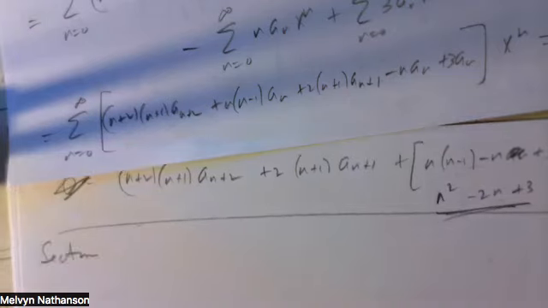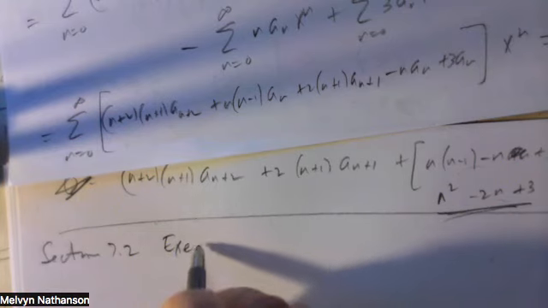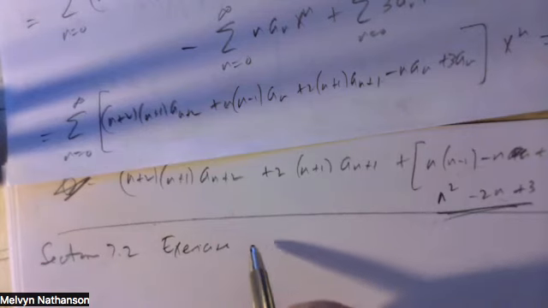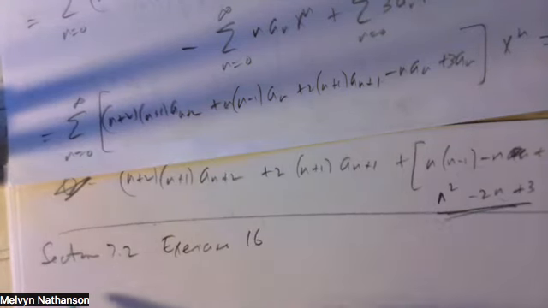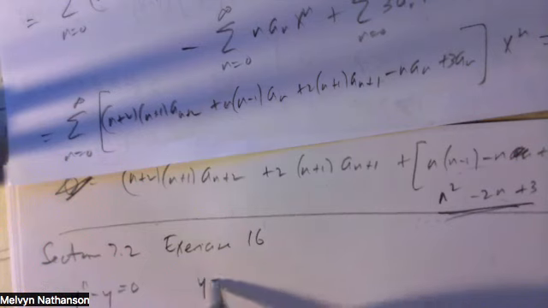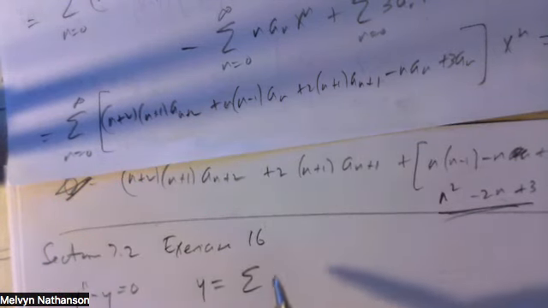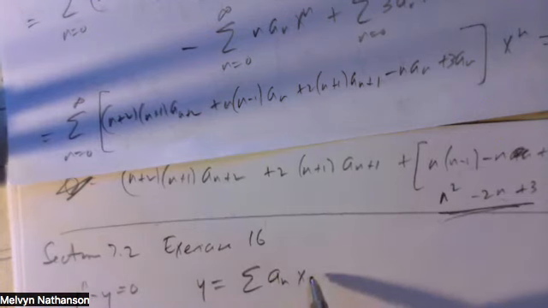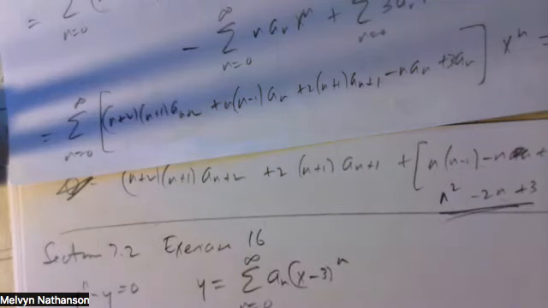Anything else we can do? So section 7.2, exercise 16. Here we have the differential equation y'' - y = 0, but we want a solution y which is centered around the point x0 = 3. So summation of a_n (x - 3)^n from 0 to infinity. We want to find a power series in x - 3.